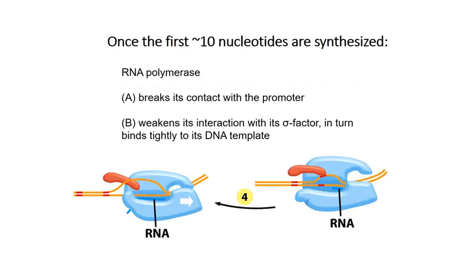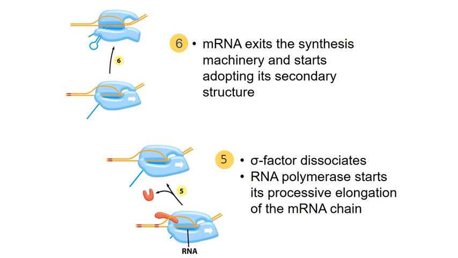And now comes the elongation step. Once the RNA polymerase synthesizes a couple of nucleotides, it then breaks its contact with the promoter, and this then leads to a tight interaction between the RNA and the DNA template. Now we are at step 5. The sigma factor dissociates and the machine starts its synthesis, and then eventually you start the mRNA exiting the machinery and folding up into its secondary structure.